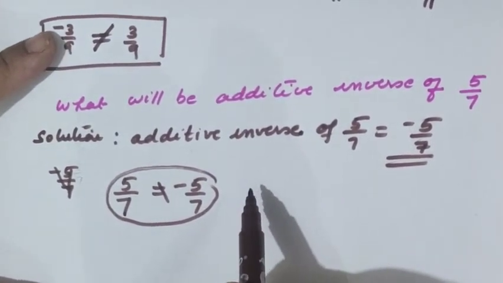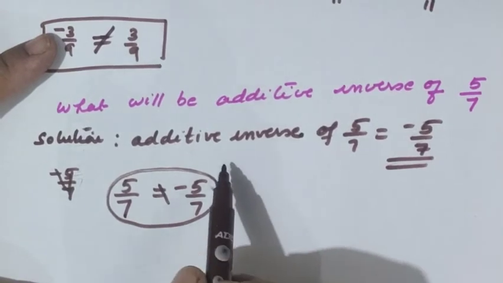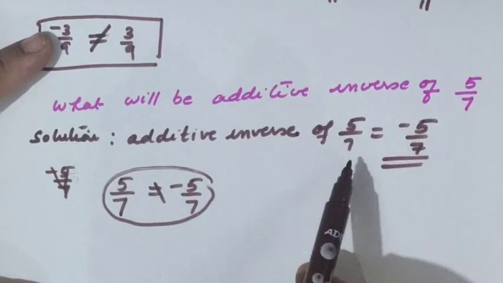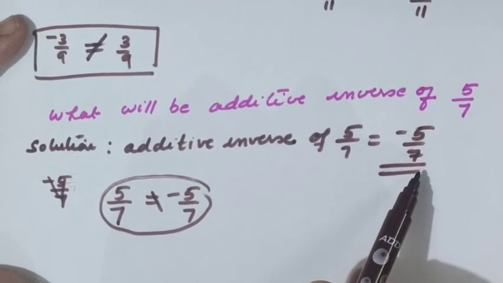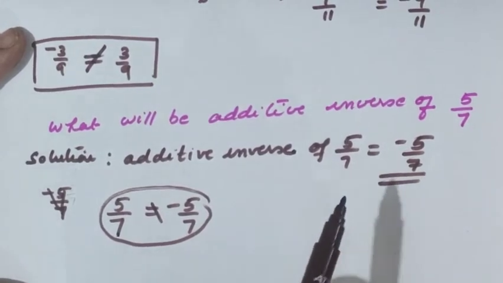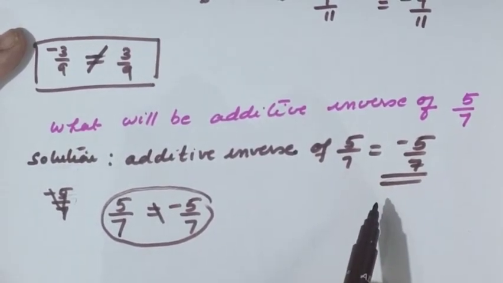Every year we tell them, still one or two children do the same thing. So if the additive inverse is asked, just write the sentence once again and complete the answer. For this question it is minus 5 by 7. So what is the concept here? We just have to change the sign, that's all.